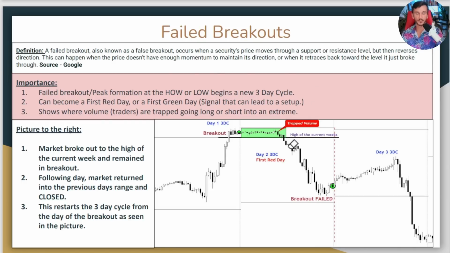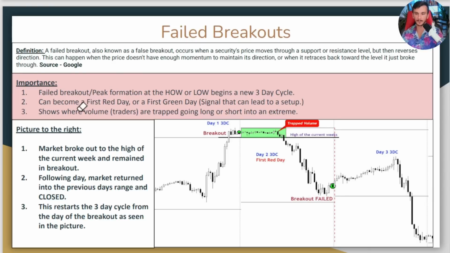So in this case, we are looking at the previous day's high and low. This would be our support and resistance. All right, so our support and resistance levels, they break through previous day's high, they break through previous day's low, and then they pull back on the inside of that day's range, and that is what we consider a failed breakout. The importance. Why does this matter?